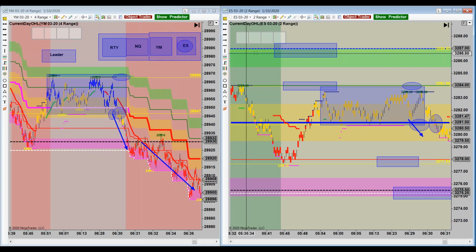Screen one, ES to the right, just like you see here. Primary go-to instrument for me, trading. YM to the left, like you see right here. This is screen one for me. To the immediate left on screen two is the NASDAQ chart with a four range setup, just like you see on YM here, and the Russell is to the far left.